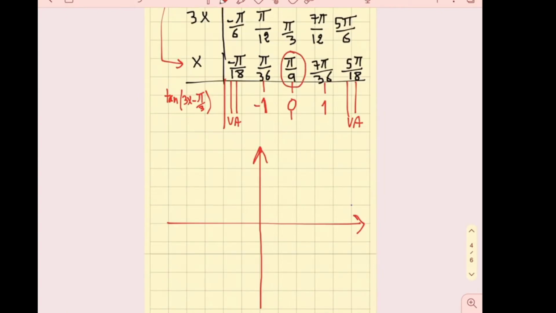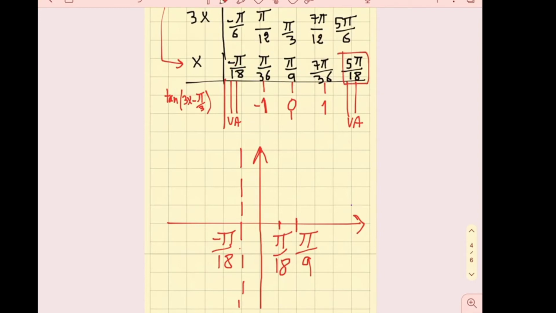We start with pi over 9, so I can set my scale properly here. Now we have negative pi over 18, so we have to divide 9 by 2 to get 18. So I get my scale at pi over 18, which is half pi over 9. Then negative pi over 18. This is the vertical asymptote, so I draw my vertical asymptote. Here we are, it's nearly set.